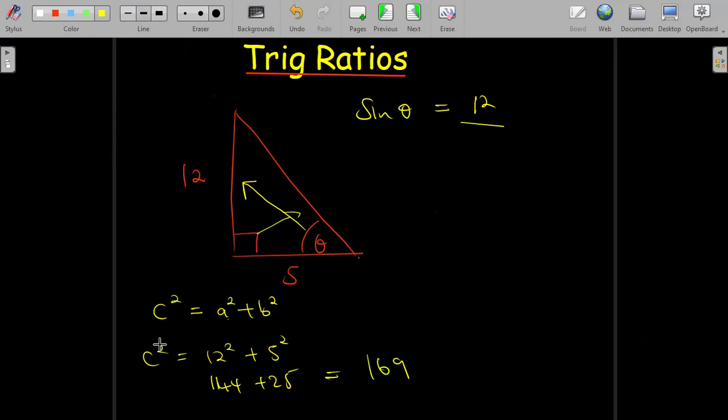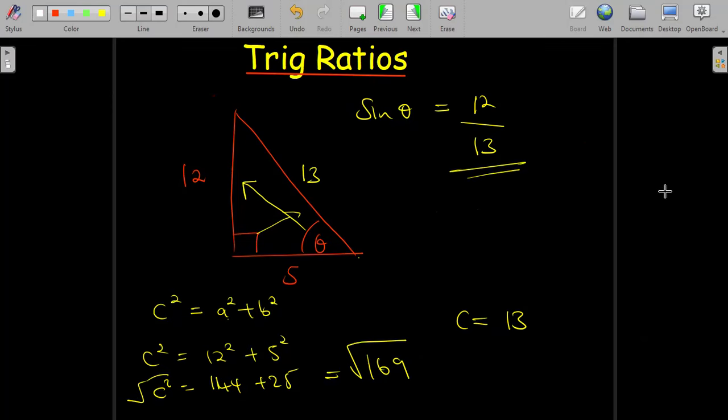But then this is c squared, but I only want c. So I take the square root of both sides, and c will be equal to 13. So this longer side here is 13. Sine theta is the opposite over the hypotenuse, and now I found my hypotenuse, which is 13.